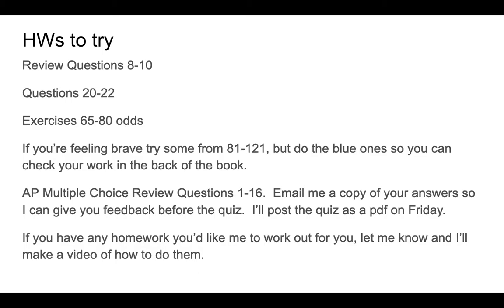Particularly try the blue ones because their answers are in the back of the book and you can check your work. Now, after you get to number 80, if you're feeling brave and you really want to delve deep into this topic, you might try some of the numbers, the blue ones between 81 and 121. Those are some higher level problems, some challenge problems, some problems that kind of use some topics maybe we've learned before, but those are ones that are pretty high level, and you're welcome to try those.